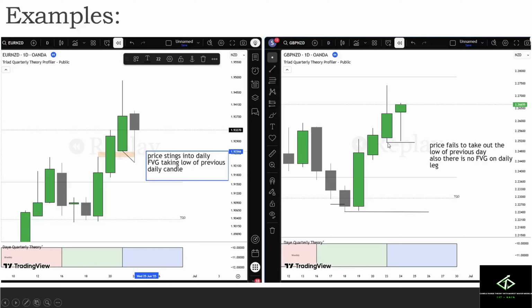Now see, this day took out the low of the previous day, right? But here it fails to do so, right? So what do we have? We already have a weekly cycle SSMT, or we can say we have an SMT with the previous day, right? So we have the SMT.